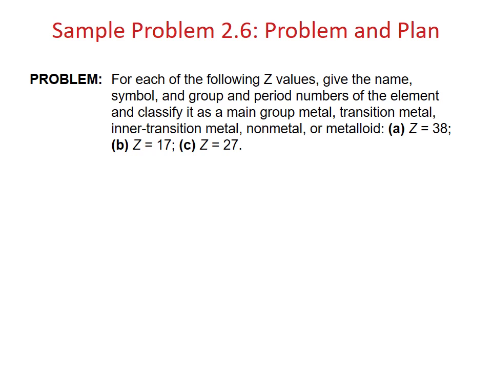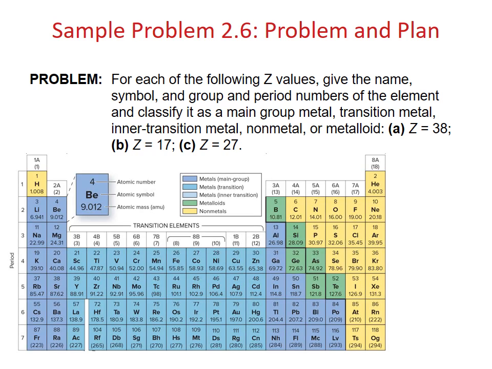Sample problem 2.6. For each of the following Z values, give the name, symbol, group, and period numbers of the element and classify it as a main group metal, transition metal, inner transition metal, nonmetal, or metalloid. So to find this information, we need a periodic table. So here it is. And for A, Z is 38. Z is the atomic number.